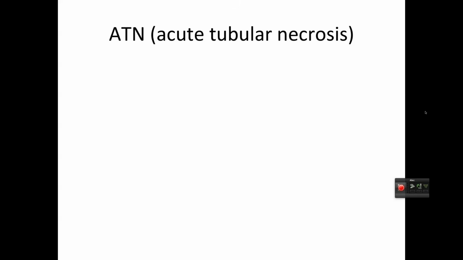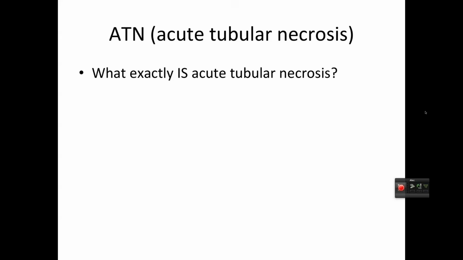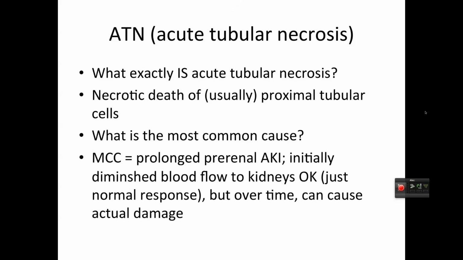Ischemia for long enough causes death in all organs, right? So in the case of prerenal azotemia, where you're not getting enough blood to the kidneys to allow filtration, you are having ischemia to those proximal tubular cells, and so they're going to die. So that makes sense. So we said the most common cause is prolonged prerenal AKI.